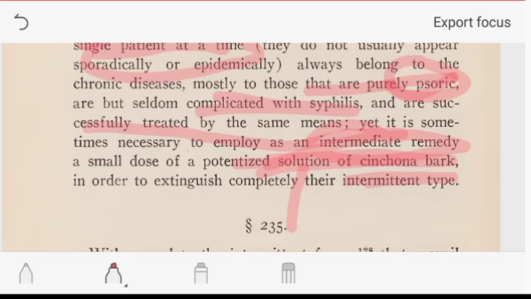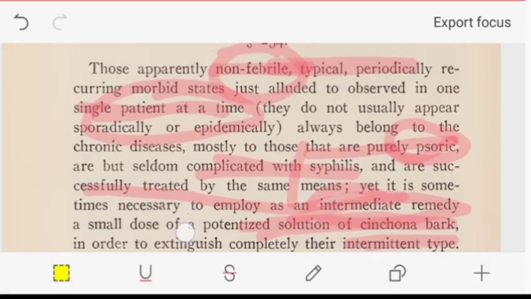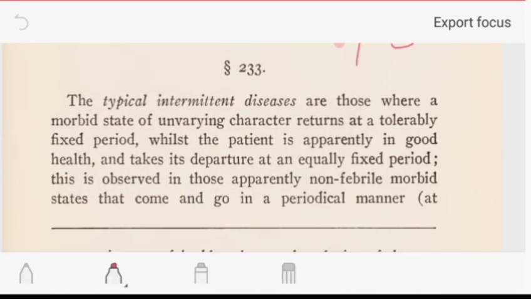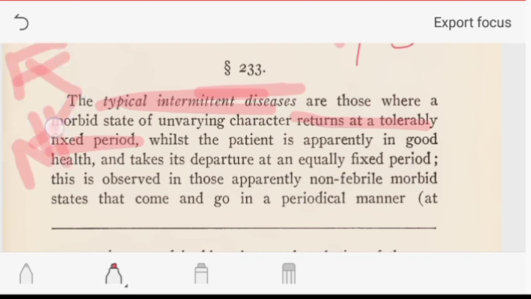In this, Hahnemann instructs how to treat a disease of a typhoid type that attacks a single patient, a periodically intermittent disease. We skipped 233, so let us take paragraph 233. It is regarding typical intermittent disease. What is a typical intermittent disease? The diseases which are intermittent and return at a fixed, definite period we call typical intermittent disease. Both febrile and non-febrile belong to this type.